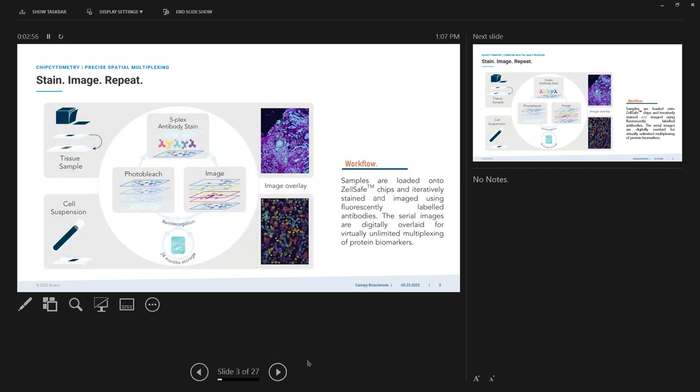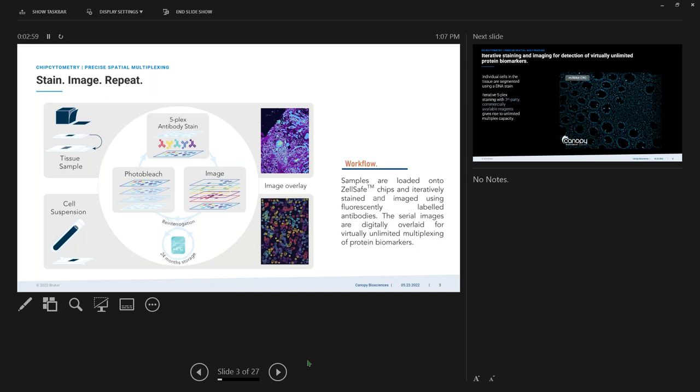One layer deeper, in terms of how the workflow actually works and how we achieve the high-plex assays in particular: one of the pillars of the technology is the sample chip itself. That's why we call it ChipCytometry. These are little microfluidic devices that are the size of a standard microscope slide. You load your sample onto the microfluidic chip, and then through the microfluidics, we can iteratively deliver reagents to the sample, in most cases antibodies and various buffers.